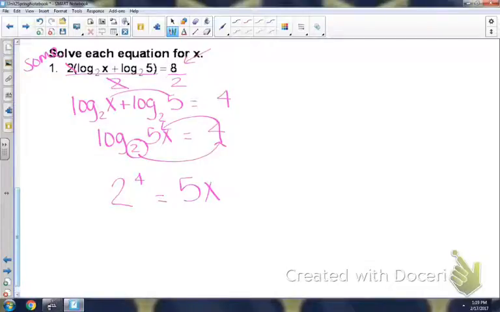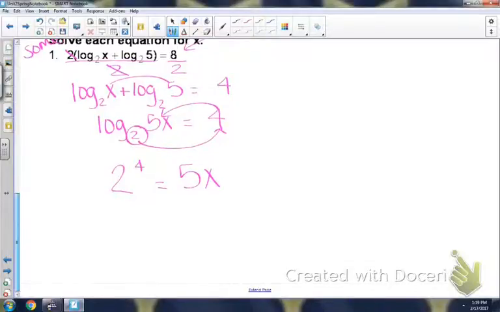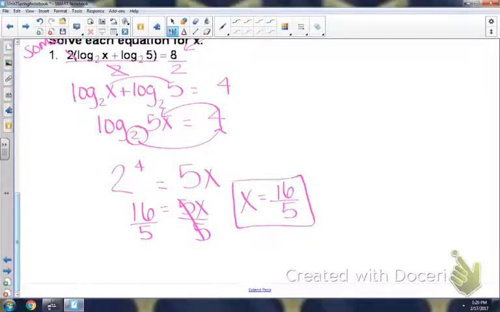Now I need to work that out. So 2 to the 4th power, so 2 times 2 would give you 4, times 2 would give you 8, times 2 would give you 16, equals 5x. Divide by 5, and then you can just leave it in fraction form, so x would equal 16 over 5. Remember, you need to double check and make sure that the m and n aren't negative, okay? And we've got a positive answer, so we don't really need to check for that here.